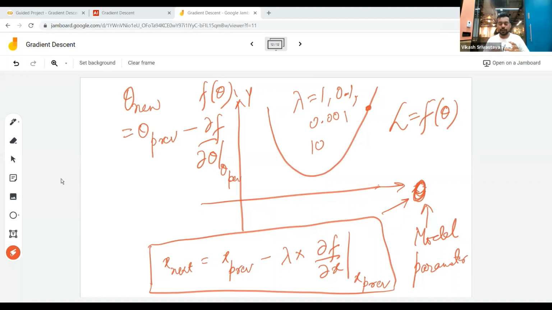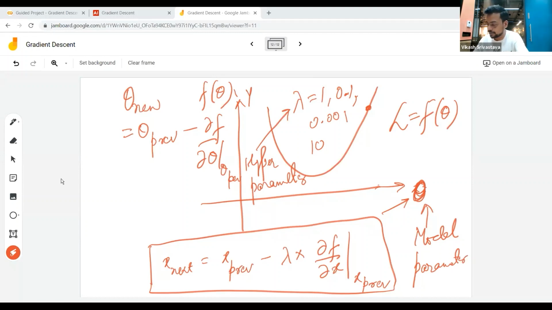We have to experiment with different values of lambda and see which works best. Of course, lambda is a hyperparameter, so we have the freedom to control it. Okay, so I just digressed a bit, but I just wanted to tell you one important point here.